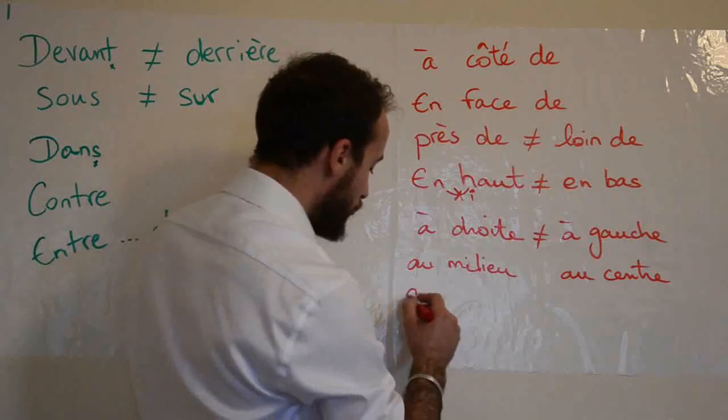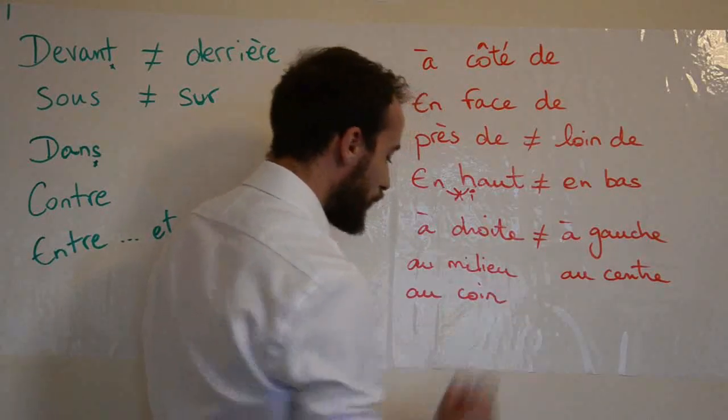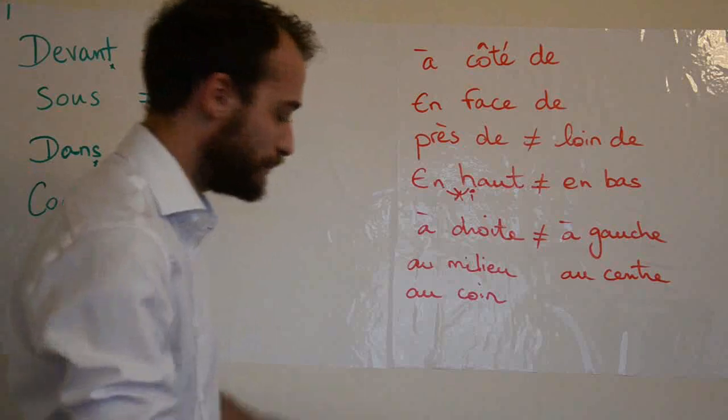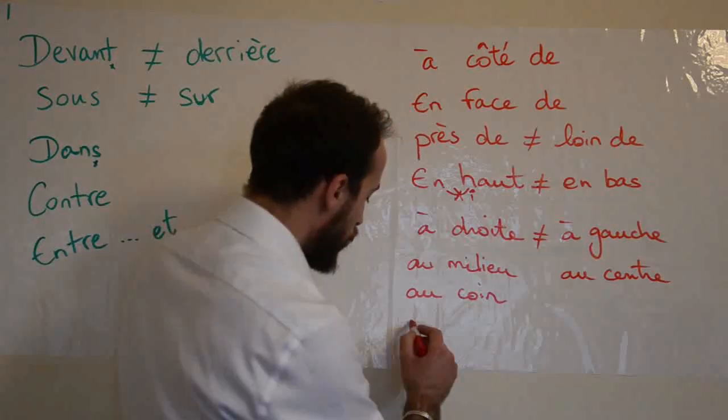Then we have au coin. So au coin, at the corner. So it's a corner. Au coin. Au fond.